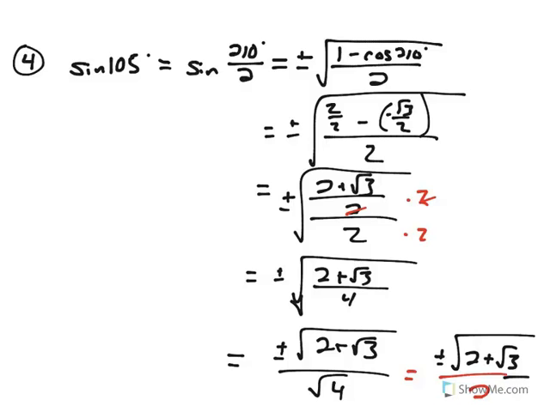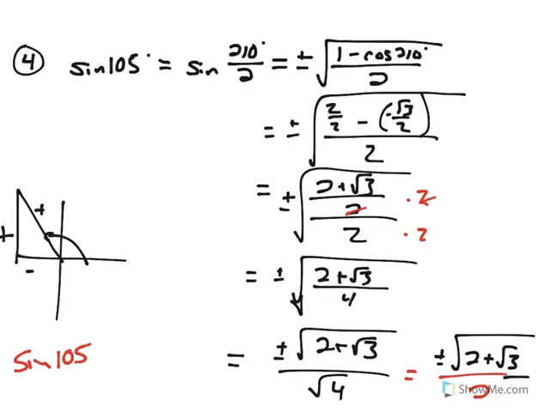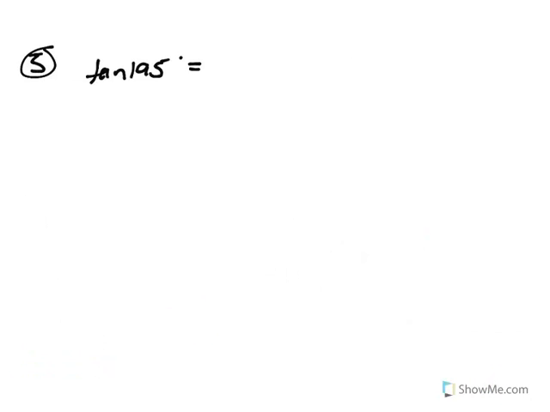So the original angle is 105, which is in quadrant 2. In quadrant 2, y is positive, x is negative, and r is positive. This is sine, so it's a positive over a positive, which makes it positive. So our final answer is sine of 105 degrees equals positive square root of 2 plus the square root of 3 over 2. Number 5, we're supposed to use a half angle identity to find each value.